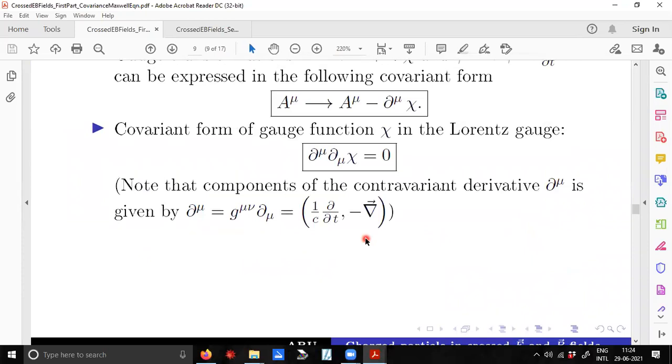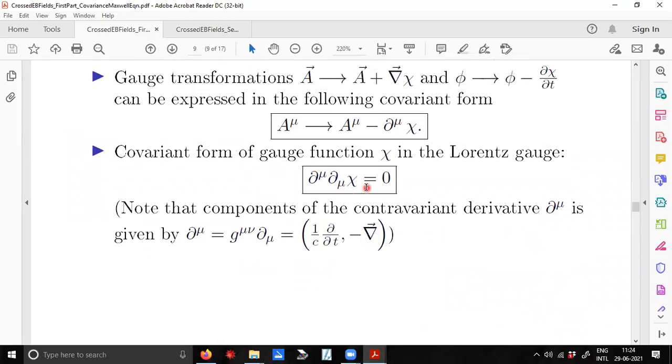Okay. I have ∂_μ χ equal to 0. That's the condition. Now, we should know that the components of the contravariant derivative ∂^μ are given by g^{μν} ∂_ν. I have already defined the covariant component given to you. So then you can write it as (1/c) ∂/∂t minus ∇. I am emphasizing that these are important. Once you know what a covariant component is, you can write a contravariant component.